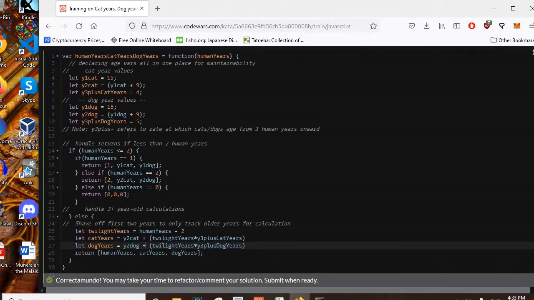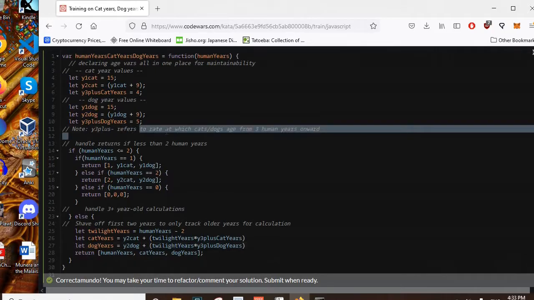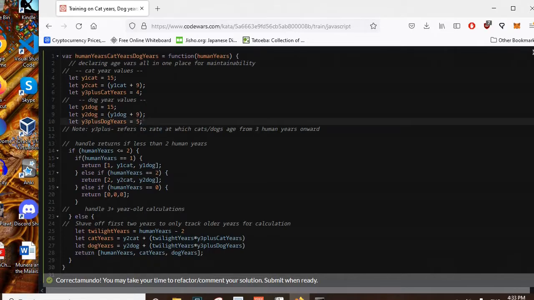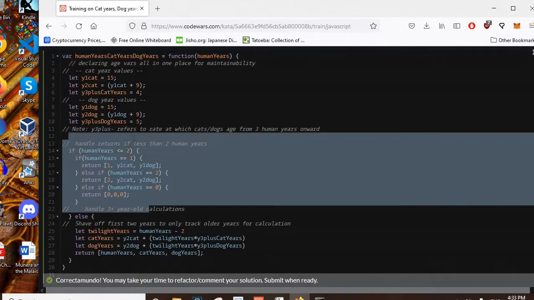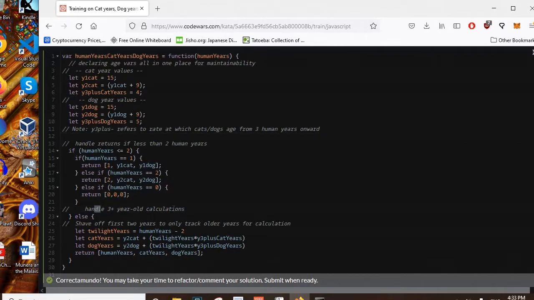That's why I wanted to put this. That is the rate that they're aging, not just at year 1 it's this, at year 2 it's that, then it becomes standard after 3 onwards. Anyway, I just wanted to point that out about structuring, and I explain what's going on below this.